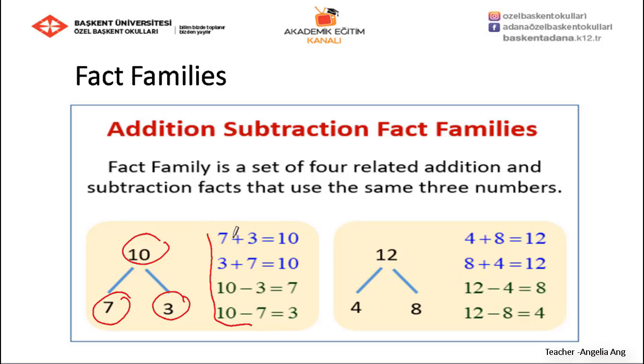7 plus 3 equals 10. 3 plus 7 equals 10. 10 minus 3 equals 7. 10 minus 7 equals 3. So they use the same numbers, which are 10, 7, and 3.